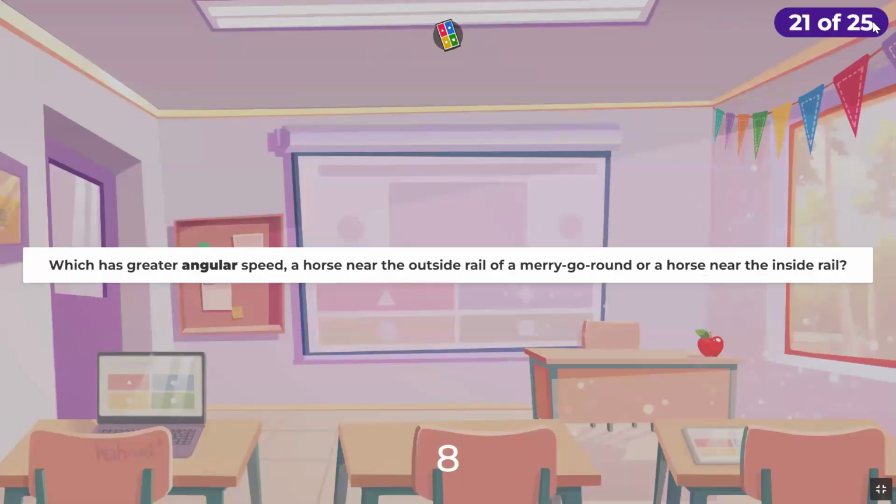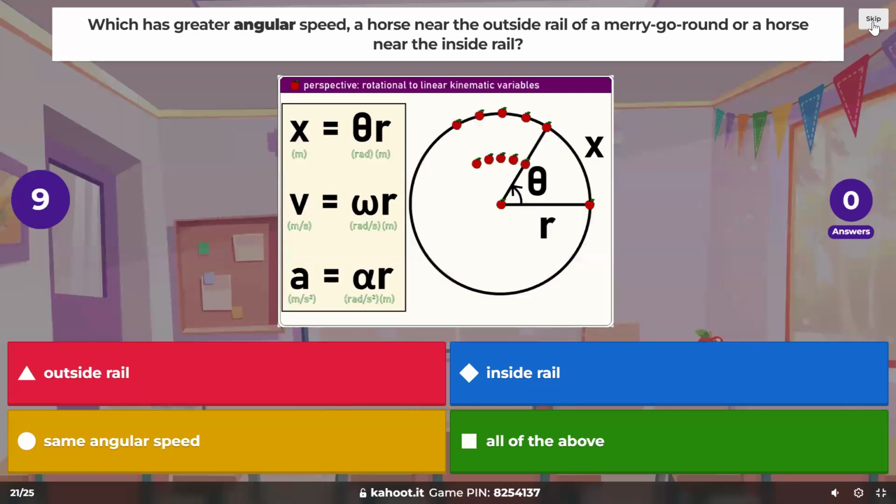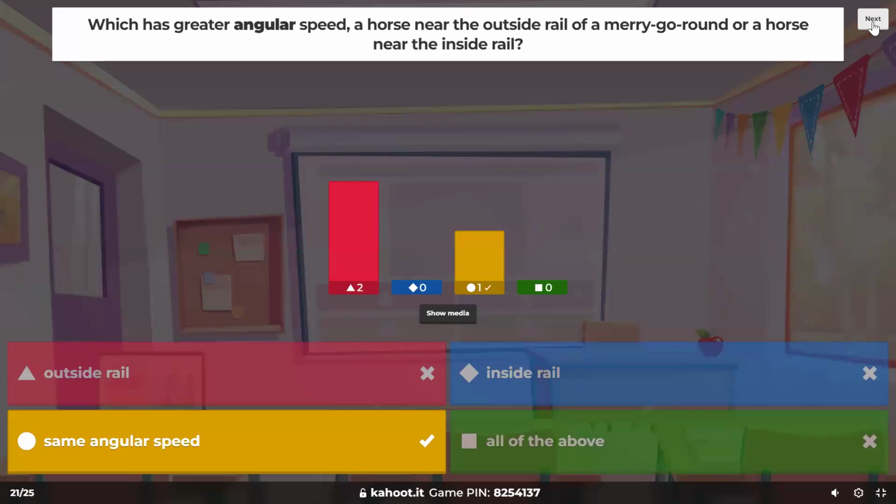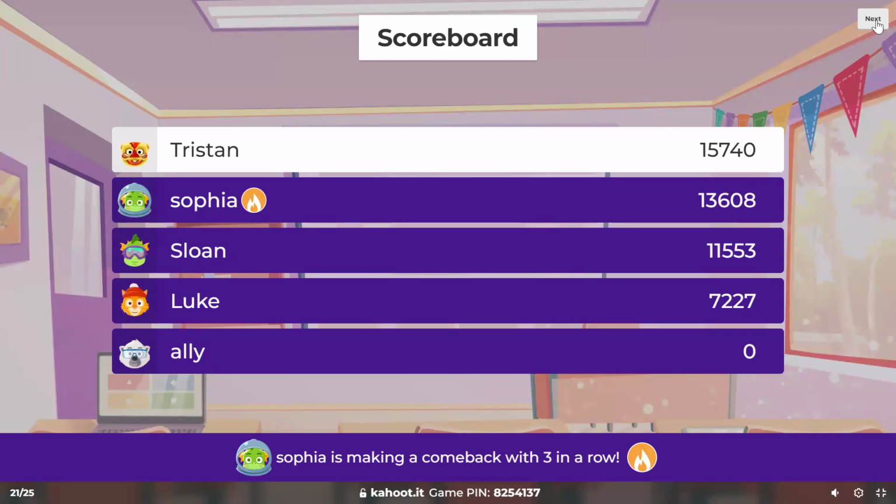Linear speed. Okay, which has greater angular speed, as in radians per second, a horse near the inside or near the outside? Same angular speed. Everybody has the same radians per second, same turns per time. Don't they all make one revolution in the same time interval? No matter what your latitude is on Earth, you make one rotation in 24 hours, right? Angular speed.